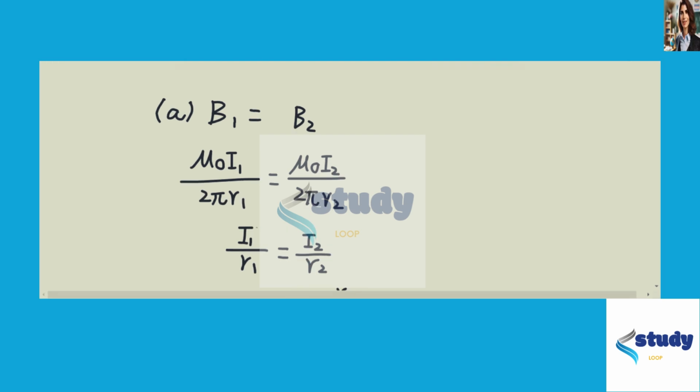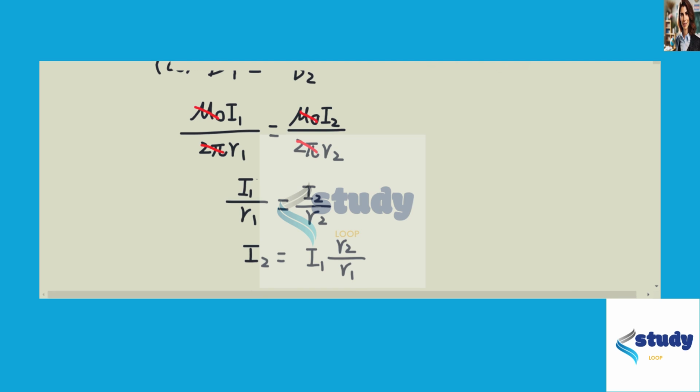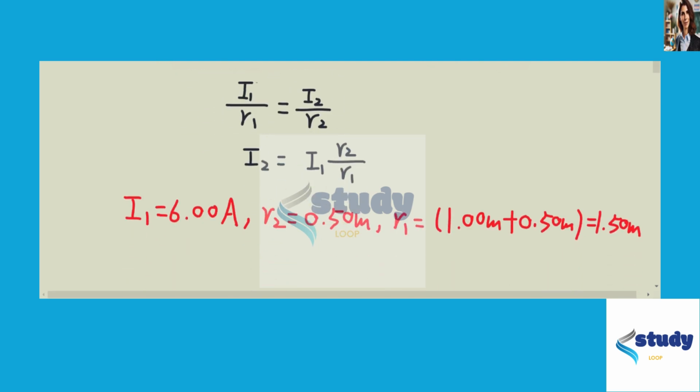Okay, so for this question, the magnitude of the magnetic field due to wire 1 should be equal to the magnitude of the magnetic field due to wire 2. So therefore, we have mu0 I1 over 2 pi R1 is equal to mu0 I2 over 2 pi R2. As you can tell, mu0 over 2 pi can be cancelled out. So therefore, I1 over R1 is equal to I2 over R2. So I2 is equal to I1 times R2 over R1.